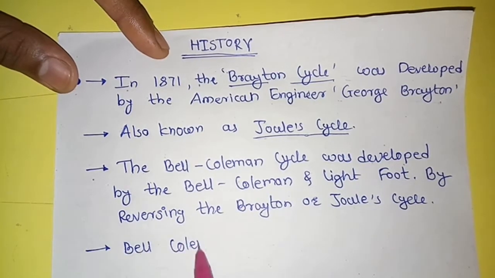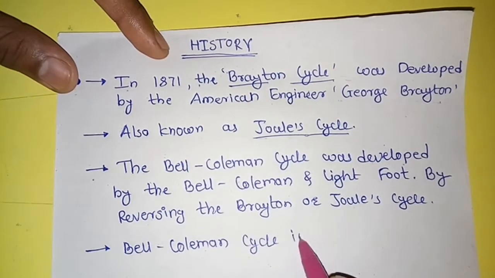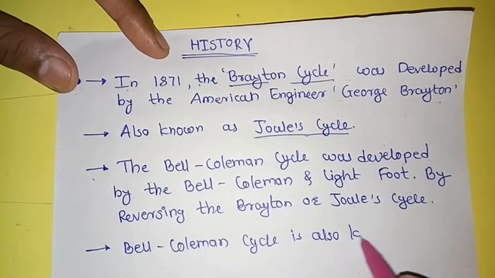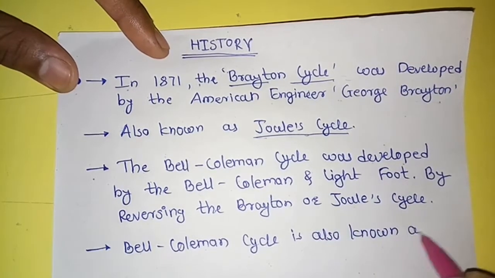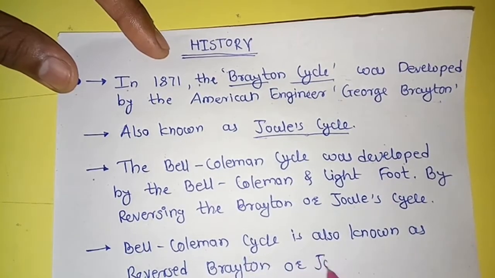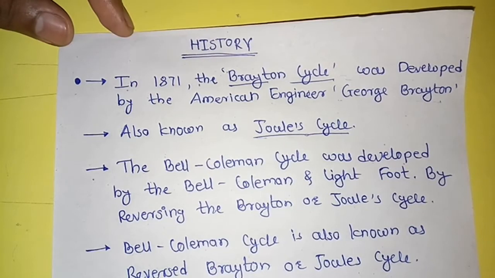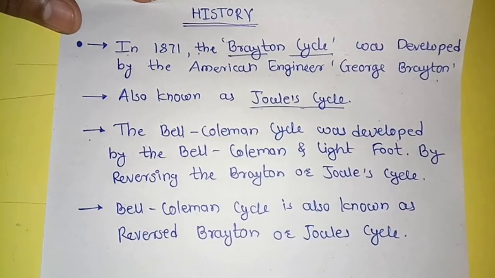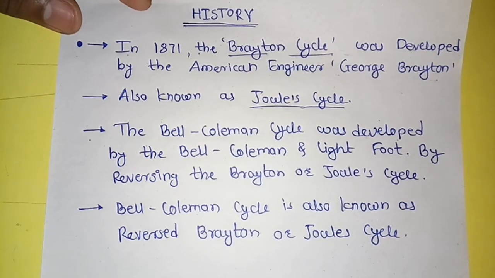The Bell-Coleman cycle is also known as the reversed Brayton or Joule cycle. After seeing this little bit of history, we will proceed towards the working and processes involved in the Bell-Coleman cycle.